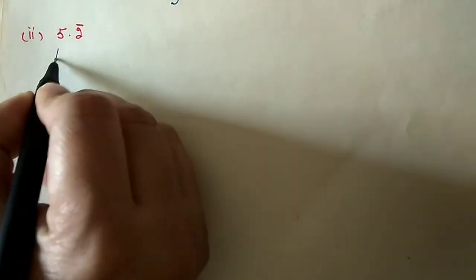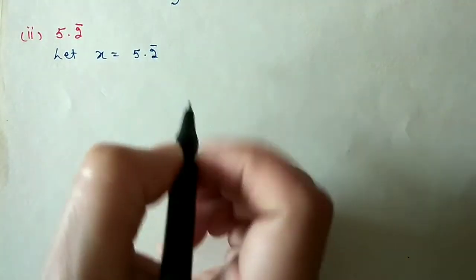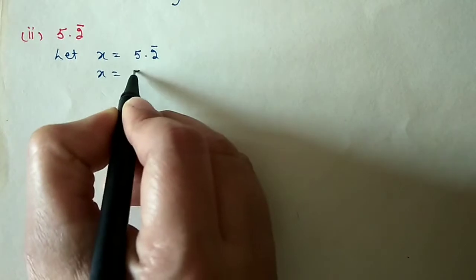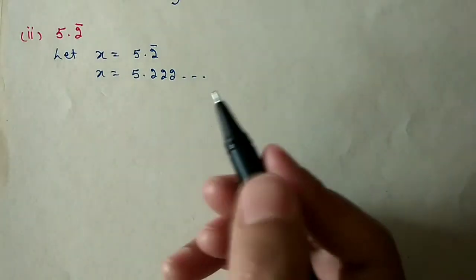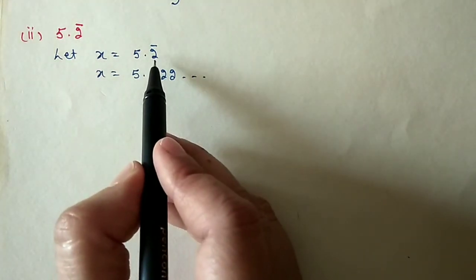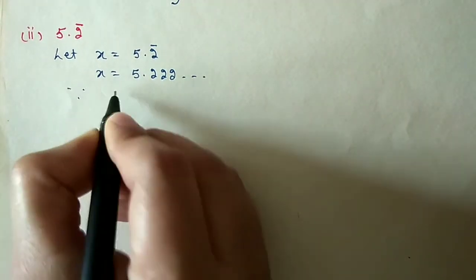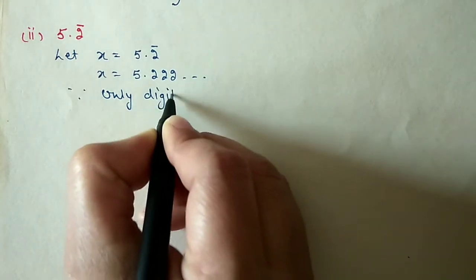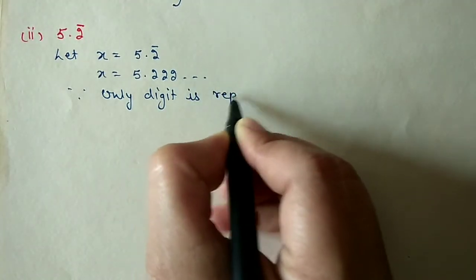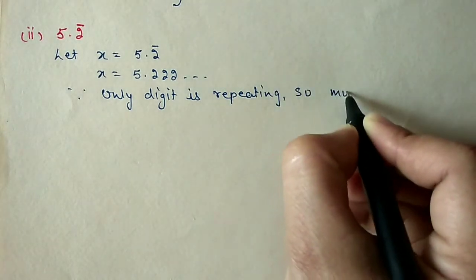Next, the second part, 5.2 bar. So we will let x be equal to 5.2 bar. 2 bar means 2 is repeating here up to infinity. So 5.222 will go up to infinity. Because here only one digit is repeating, we will multiply by 10 on both sides.